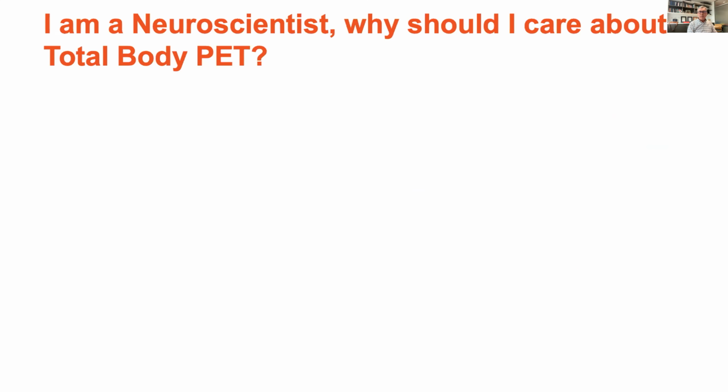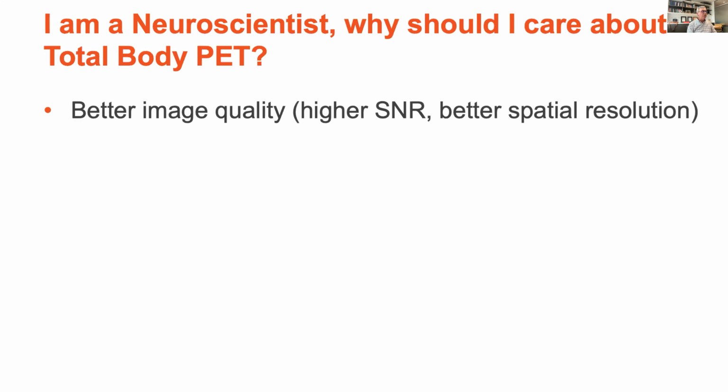So all of what I've shown you so far is looking at the whole body and systems type approaches. But of course, some people are only interested in imaging single organs. So if you're a neuroscientist, for example, what does total body PET have to offer? Well, there's a number of things. Firstly, you get better image quality. You're going to get much higher signal to noise ratio. You're going to get better spatial resolution. I think Amanda will show you some examples of that.